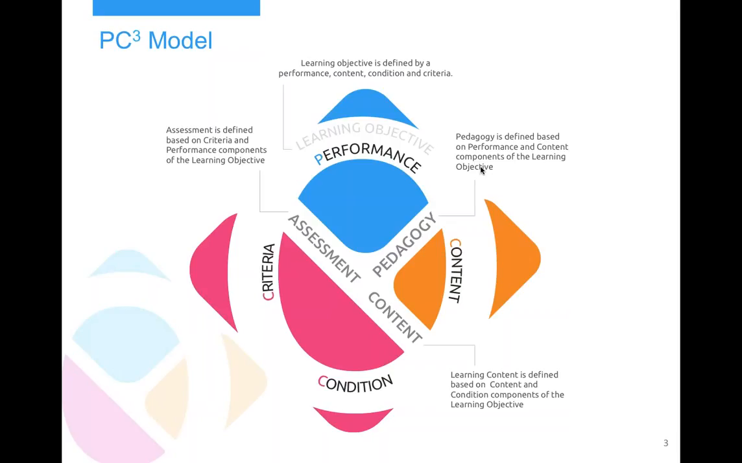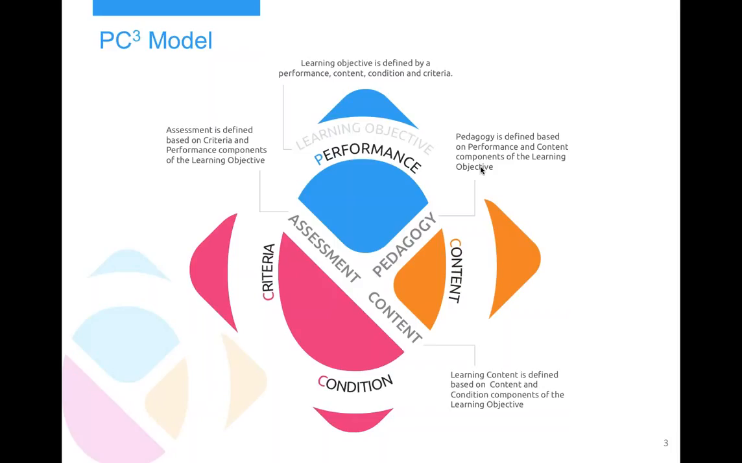So the idea is that in our model, the learning objective is the central component of a course design. And in this model, every learning objective comprises 4 parts, which are the performance, content, condition, and criteria that you see shown in this figure.